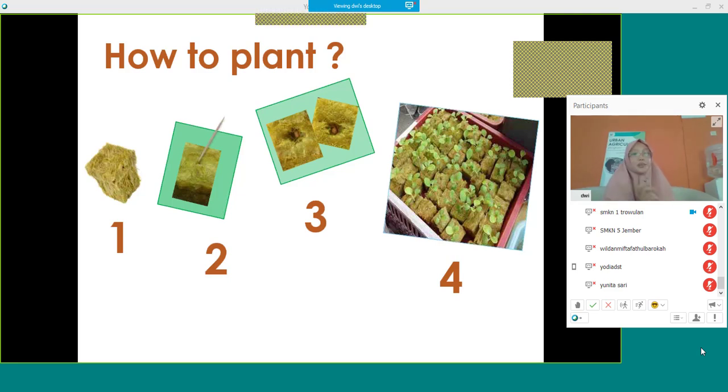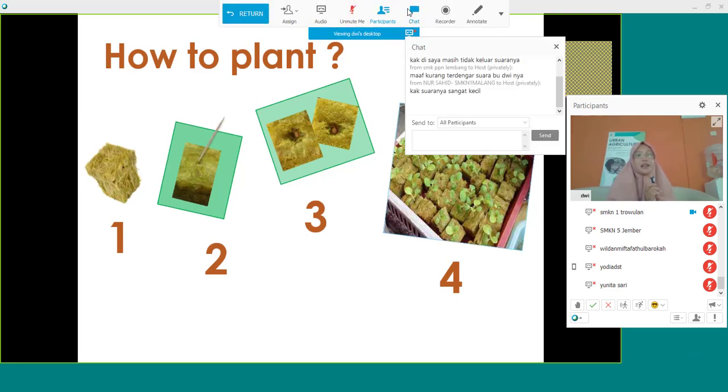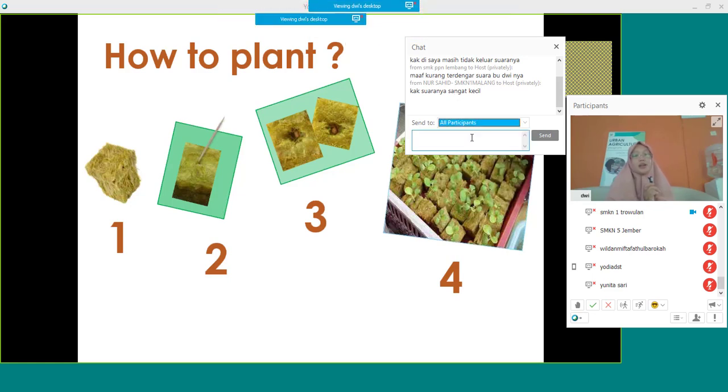How to plant using the hydroponic planting medium? First, we need some materials such as rock wool, toothpick, seeds, water, and also hydroponic medium. The first step that we have to do is provide the rock wool. Then we cut it into sections 2.5 by 2.5 centimeters. And then we make a hole in the center of the rock wool with a depth of approximately 0.5 to 1 centimeter. Then we take the seed that will be planted and put it into the hole of the rock wool that has been wet.